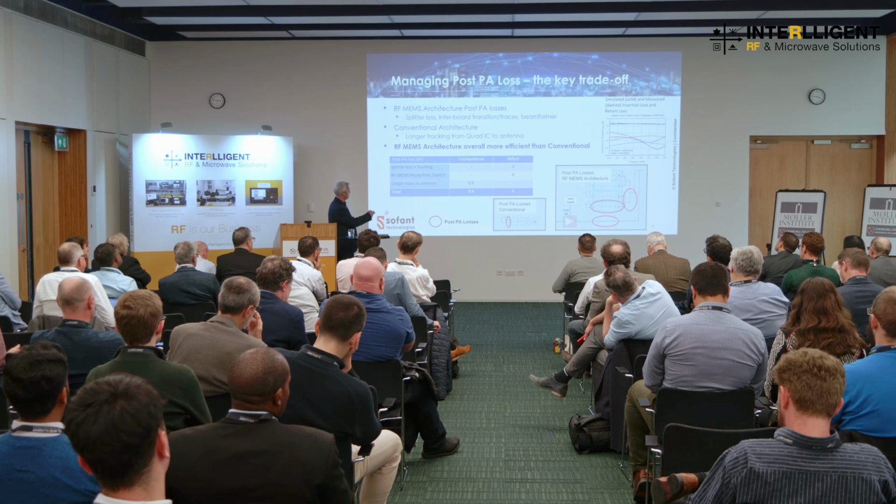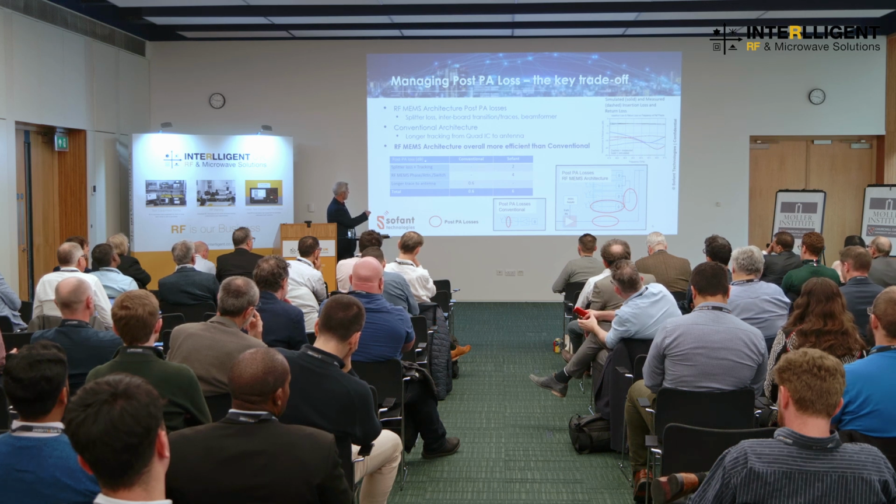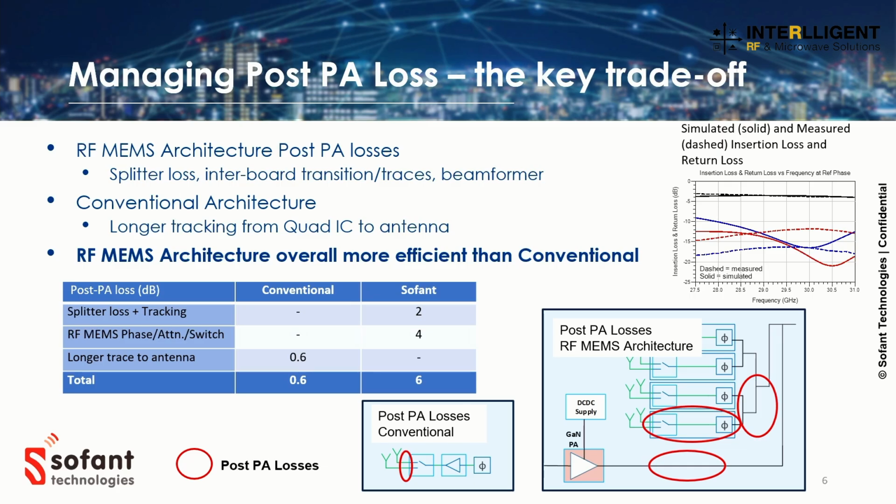So if you start doing a loss balance here, if we take post-PA losses, conventional versus Sofant, we have some loss in the splitter and the tracking. So we're talking about the splitter here and the tracking through the lineup. We have the MEMS loss, and here's a plot showing simulated versus measured loss for a phase shifter attenuator switch combo. You can see the simulation up there. It's about 4 dBs loss. You can see we've put 4 dBs in here. So for the Sofant approach, we have about 6 dBs loss versus conventional where it's 0.6.